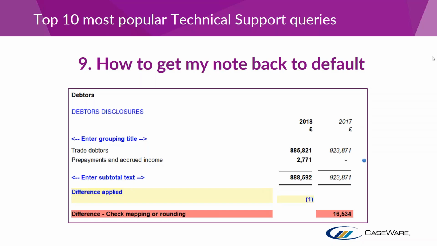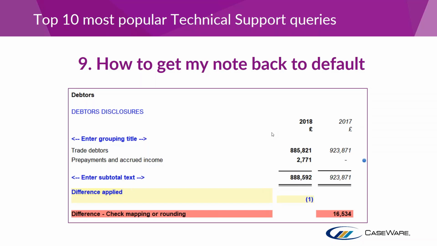And there we go. So the next one here is how to get my note back to default. At this stage, how do we get our note back to default? This might happen, especially for new users. Within the notes and tables, you can go through and edit row calculations. You can also insert new rows, insert more detail within the notes.